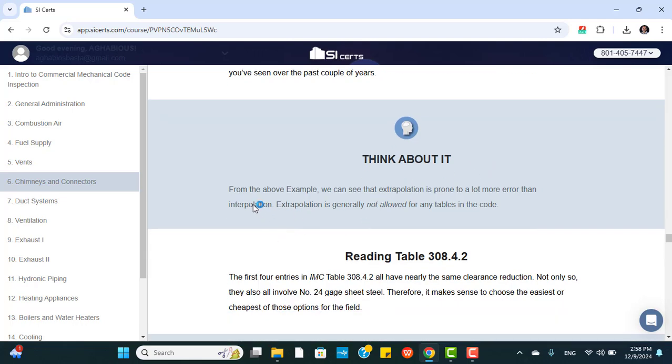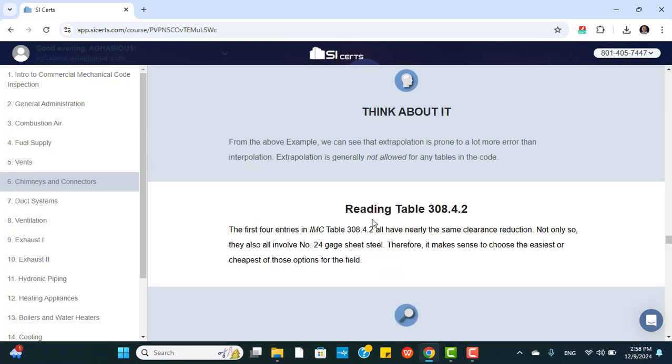Think about it. From the above example, we can see that extrapolation is prone to a lot more errors than interpolation. Extrapolation is generally not allowed for any table in the code.